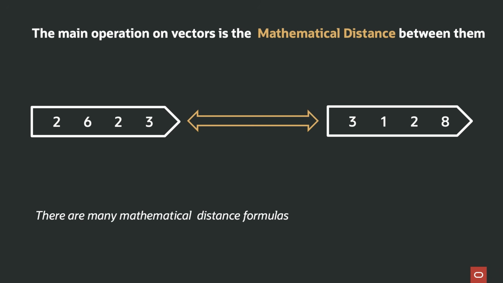Now, once you create the vectors, there's not very much interesting you can do with them, apart from finding out what the mathematical distance between them is. And there are many different mathematical distance formulas. One example is Euclidean squared, which just takes the sum of the squares of the difference of each number. It's a very simple formula used widely also for vector distance calculations.